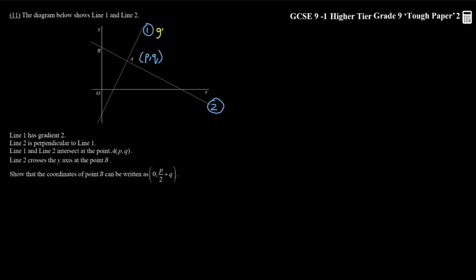Okay, so this line has got a gradient of 2, and this line a gradient of -1/2. So the equation of line 2, which must be in the form y equals mx plus c, is in our case y is equal to -1/2 x plus c. And we know that one of the points on that line has coordinates (p, q), so we can substitute in p and q into this equation and get c.